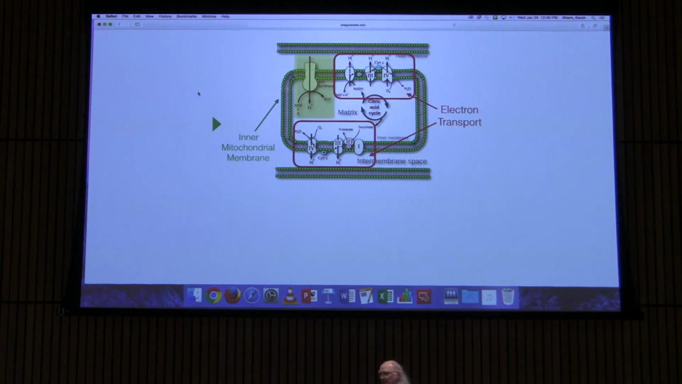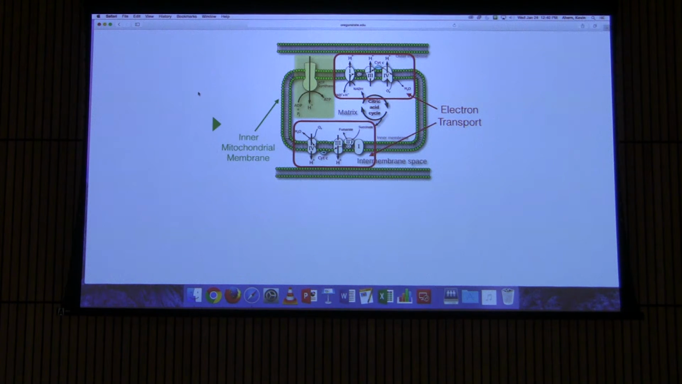Now, this turns out to be very convenient, okay? Because complex 2 simply donates its electrons to coenzyme Q, which donates them to complex 3, which donates them to cytochrome C, which donates them to complex 4, which donates them to oxygen, making water, just like the other system. The only difference is electrons are going through complex 2 instead of complex 1.